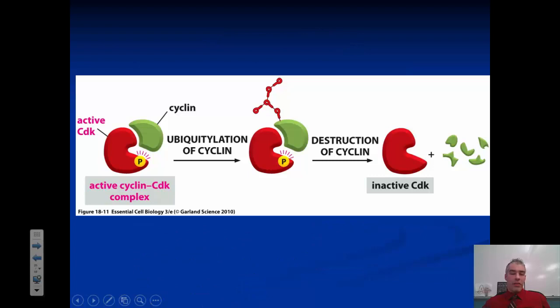Here's kind of showing you how that works. Here's your cyclin-dependent kinase and cyclin bound to it. Ubiquitin is bound right here, and it marks cyclin for destruction.